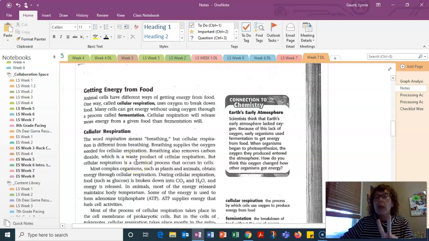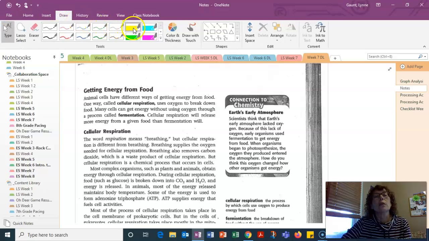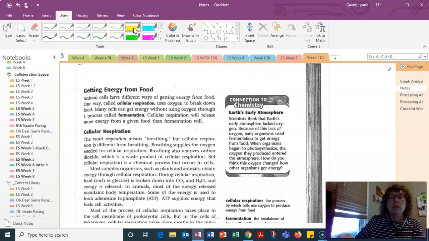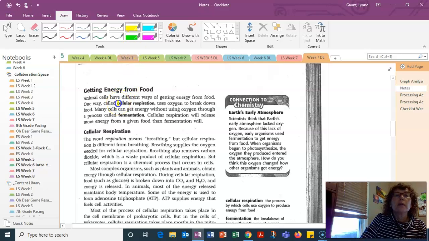Okay, so it's telling us that there are two ways that animal cells turn food into energy. The way that uses oxygen is called cellular respiration. Let's highlight that. So go to your draw tool, choose yellow or whatever color you like, and let's highlight the term cellular respiration. That uses oxygen to turn food into energy. The other way is called fermentation, so let's highlight that. Fermentation does not use oxygen.